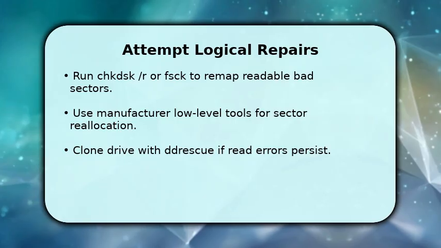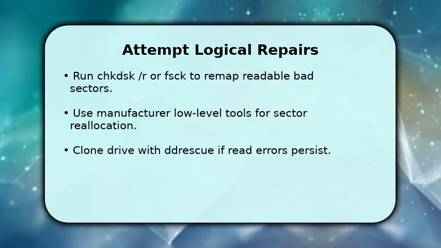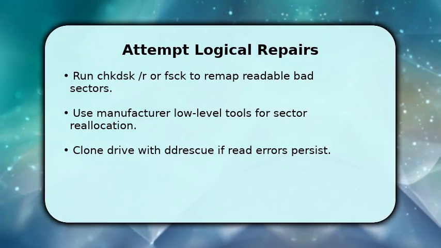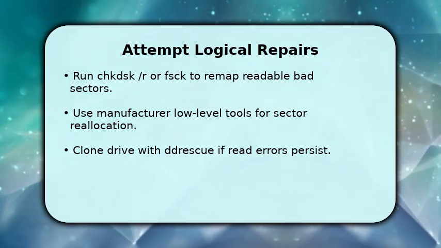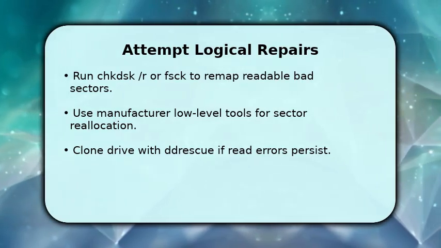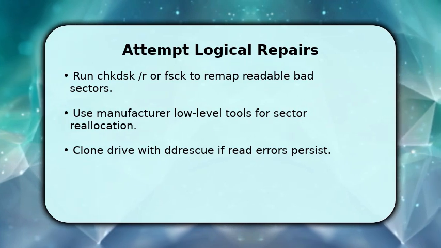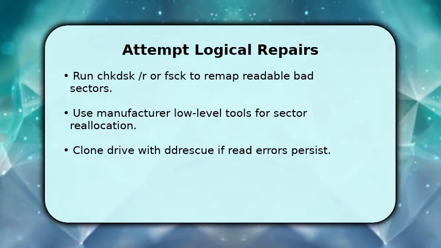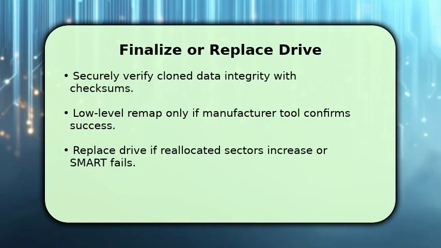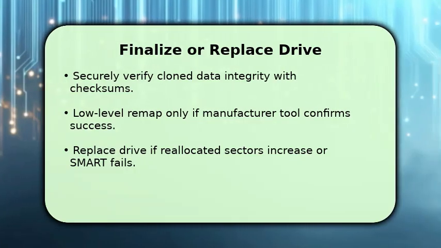If errors remain, use the drive maker's utility to trigger internal bad block reallocation. When reads fail intermittently, clone the drive with ddrescue to a healthy disk to preserve maximum data before destructive fixes. Since cloning reduces risk, you finish by validating results and making a durable decision.